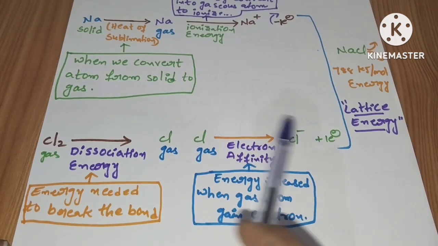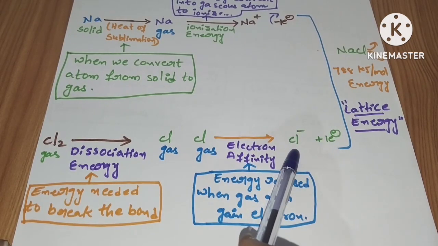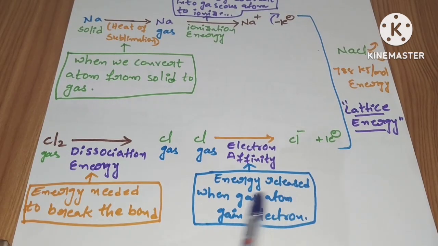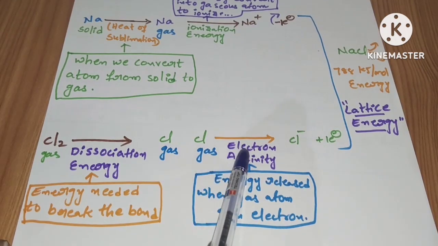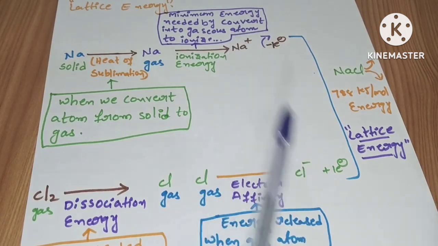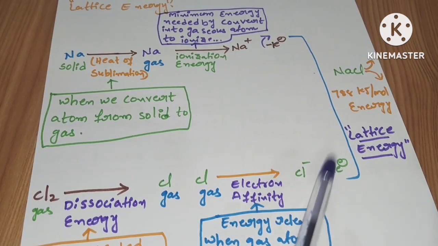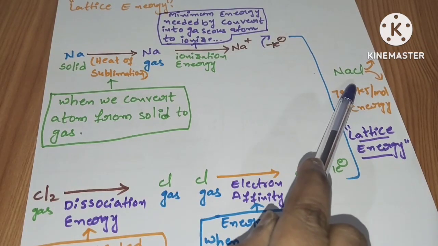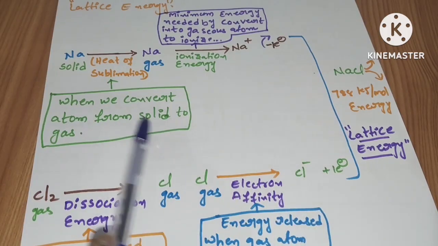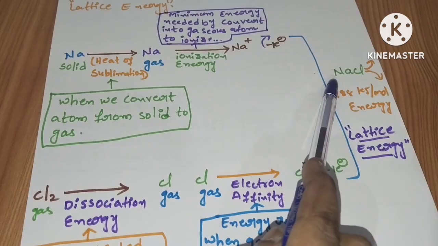Then chlorine gas will gain this electron to become a negative chlorine ion. Here remember that when a gaseous atom gains one electron to form a negative ion, the energy released is called electron affinity. And now this positive ion of sodium and this negative ion of chlorine combine together to form one mole of sodium chloride. Here energy is required in each and every step to form sodium chloride.